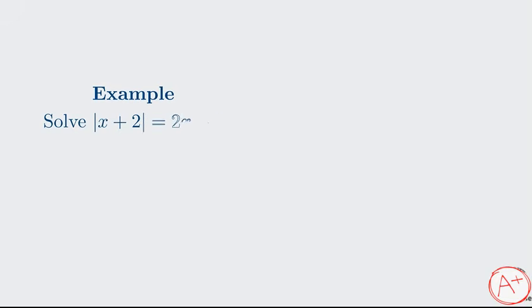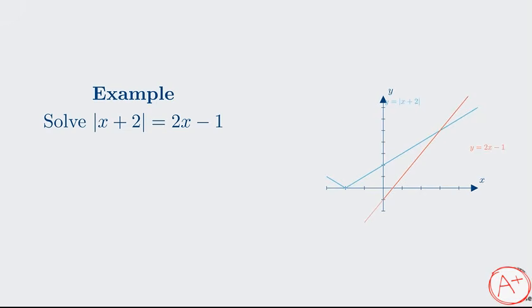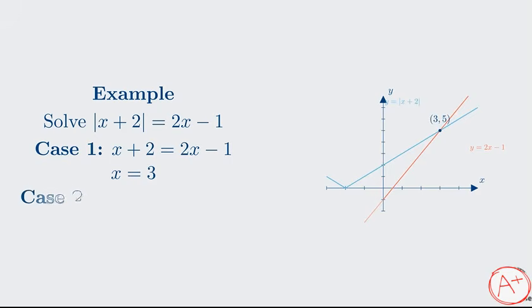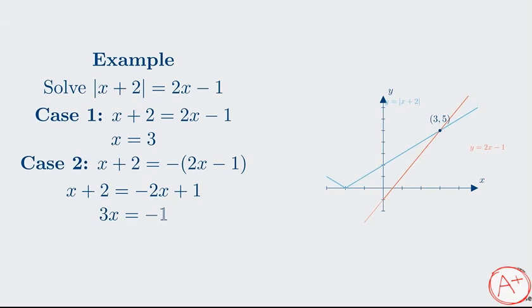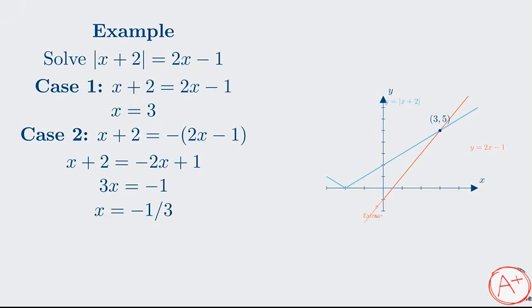Let's solve the modulus of x plus 2 equals 2x minus 1. We begin by splitting this into two cases. In the first case, we remove the modulus bars directly. By subtracting x from both sides and adding 1, we get x equals 3. In the second case, we set x plus 2 equal to the negative of the right-hand side. Expanding the bracket gives x plus 2 equals negative 2x plus 1. Adding 2x and subtracting 2 gives 3x equals negative 1. So x equals negative 1/3.